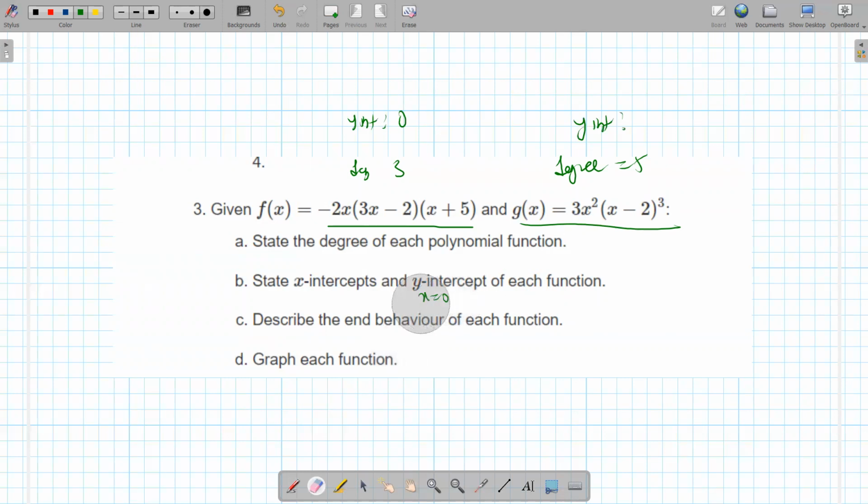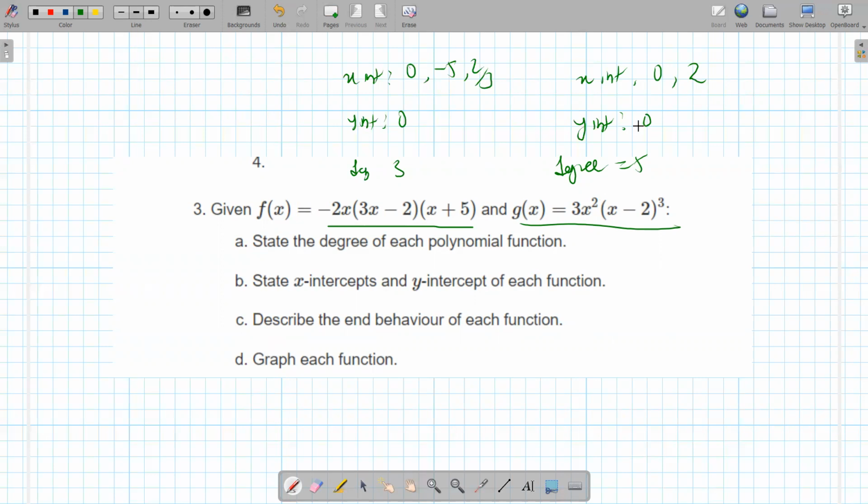Now for the x-intercepts, we have to think about it a little bit. What are the x-intercepts for f of x? Well, one is 0. One is -5. And then it would be 2/3. Yes. What about the other one? It would also have one at 0, and then 2.